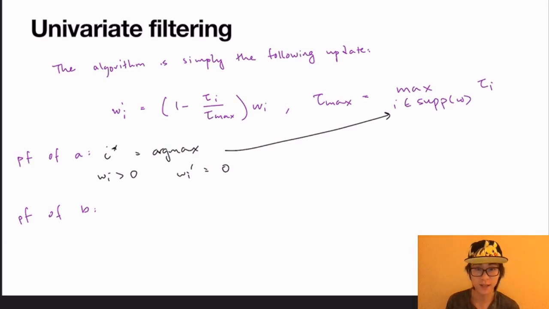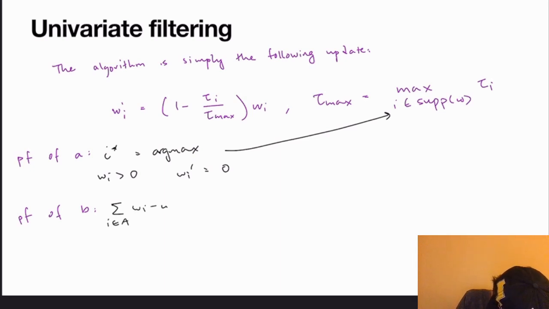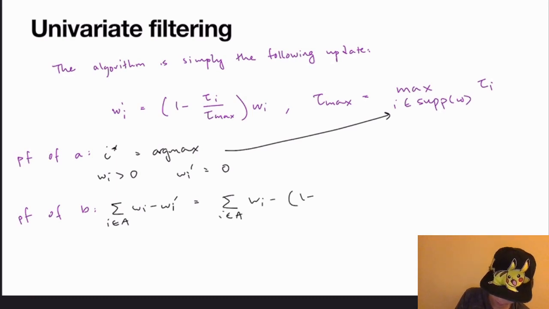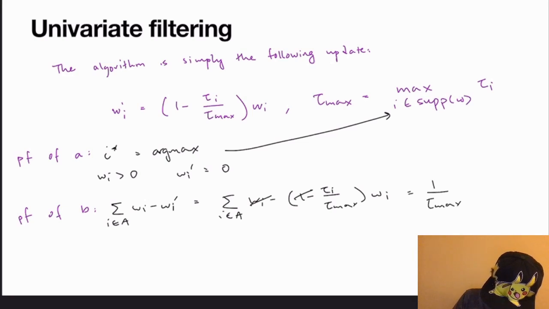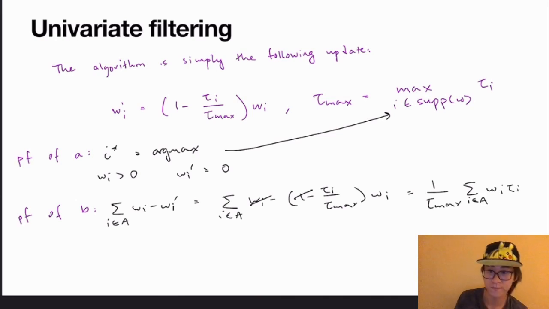Okay, to prove the second thing, which is that we remove more mass from B than A, let's just write out what these things are. So let's just write out what the sum for i in A of wi minus wi prime is. Well, this is simply, let's plug in the update, wi minus 1 minus tau i over tau max times wi, and this simplifies very nicely to 1 over tau max times the sum for i in A of wi tau i.